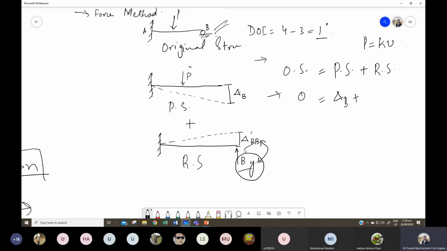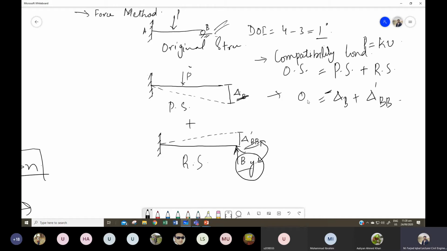And what is the deflection in this structure where I have again applied the reaction of this roller support? We have delta dash BB. But again, if you look into this figure, you can see that this deflection is in the downward direction and this deflection over here is in the upward direction. So we have to apply the negative sign with one of them, right? So this is our compatibility condition for this particular beam.